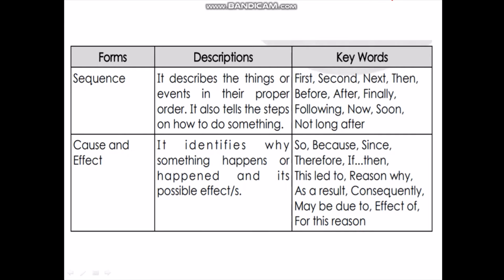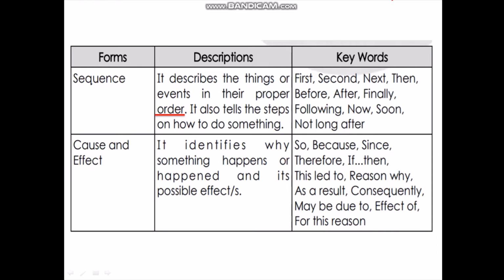So the first one, we have sequence. It describes the things or events in the proper order. It also tells the steps on how to do something. So sequence, order. Remember that it tells the steps on how to do something. The keywords are, you can easily know if the informational text is a sequence if you can see first, second, next, then, before, after, finally, following, now, soon, not long after, or if it tells a step.